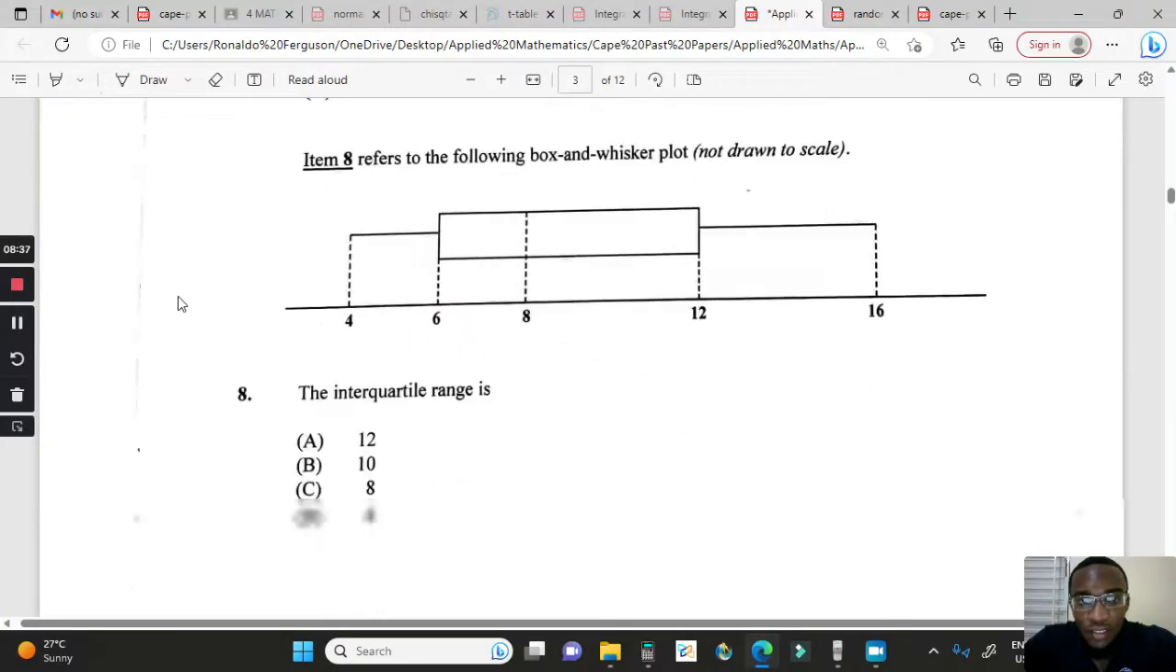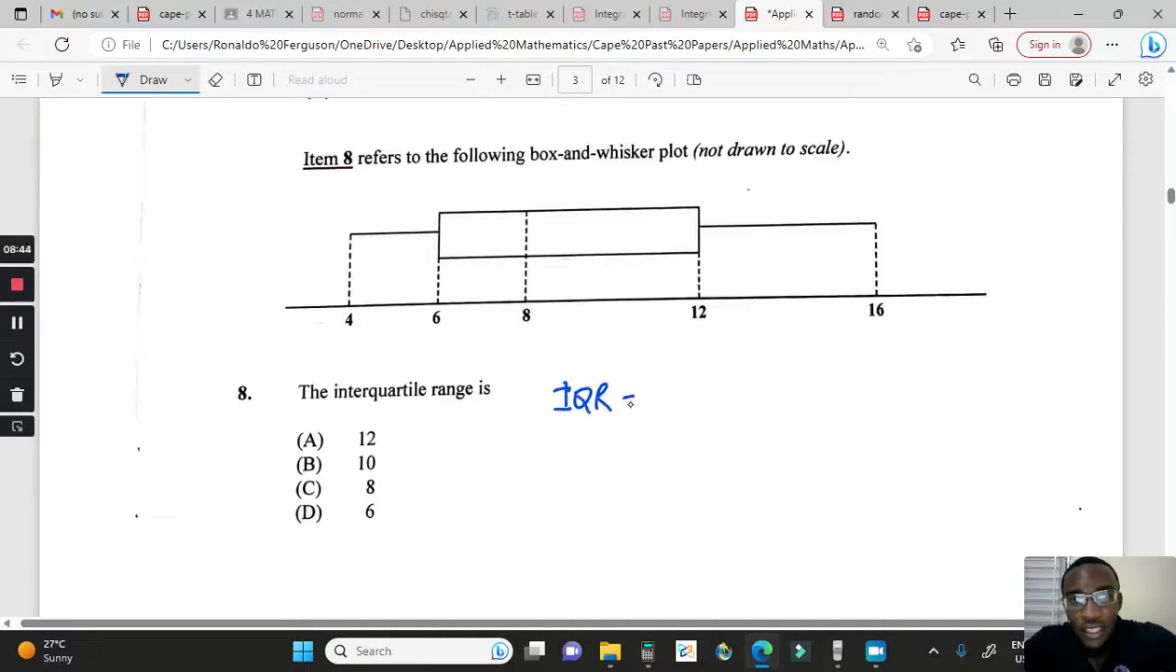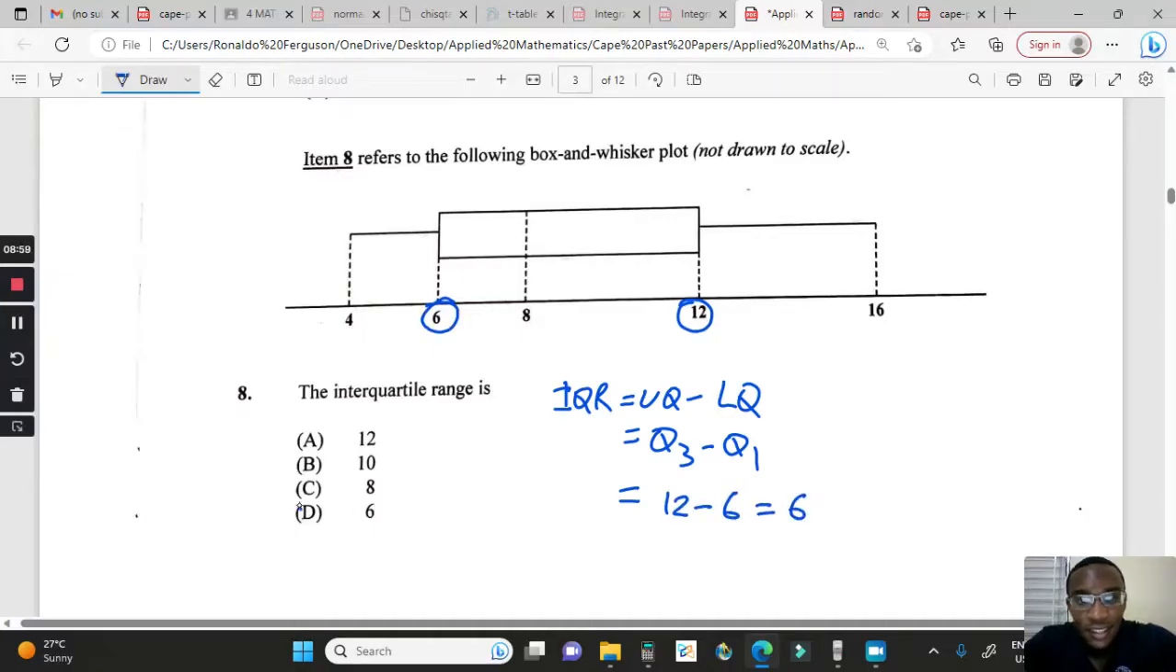Question 8 gives us a box plot, or we call it a box and whisker plot. Remember, interquartile range is equal to the upper quartile minus the lower quartile, or some people like to say Q3 minus Q1. Upper quartile is 12, the lower quartile is 6. 12 minus 6 equals 6. And that's option D. Nice.